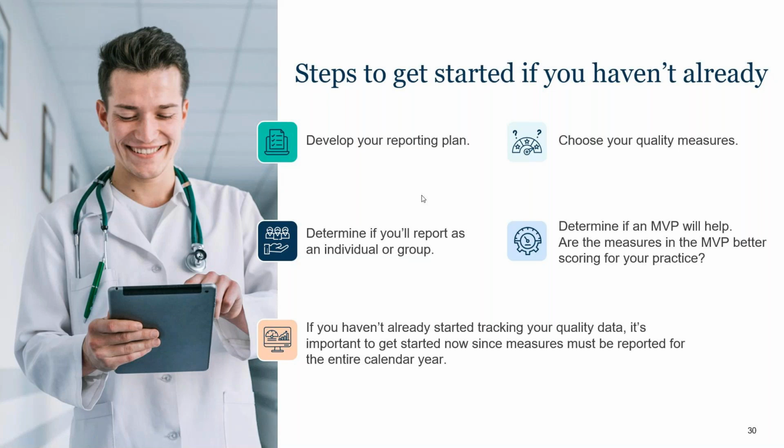It could be picking if the MVP has your lowest performing cost measure only, you could bring down your cost score rather than in traditional MIPS. So I highly recommend tracking and reporting both of these scenarios. And if you haven't already started tracking your quality data, it's important to get started now. A lot of these measures have changed since last year.